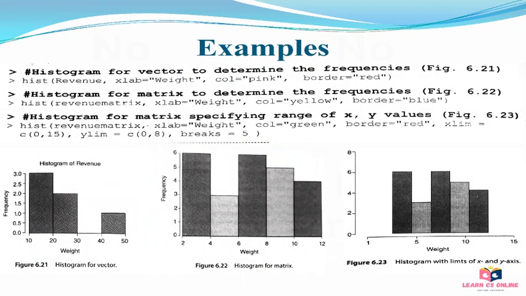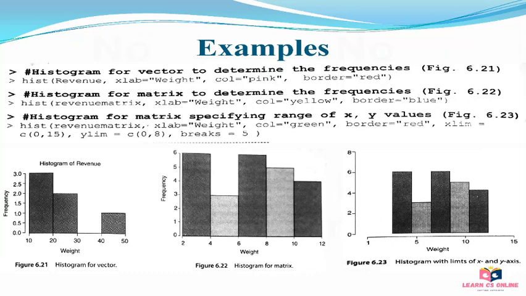This slide shows some examples of using the hist function and its parameters. The title is displayed automatically as histogram of the vector or matrix. The first command draws a histogram of pink color, the border color is red, and the title of the x-axis is weight. The revenue vector has 6 values. The y-axis depicts the frequency of the values specified in the revenue vector.